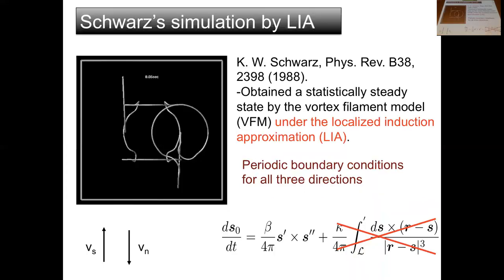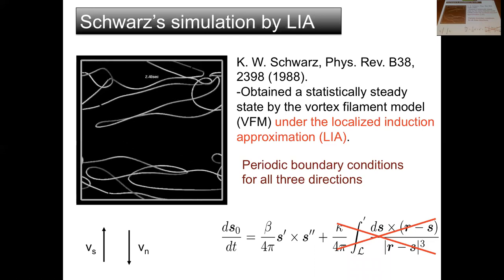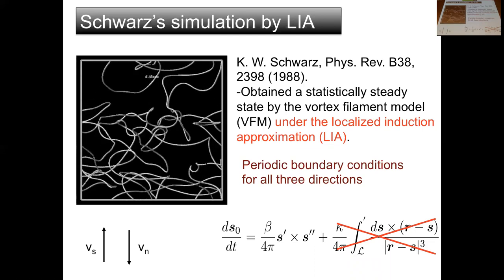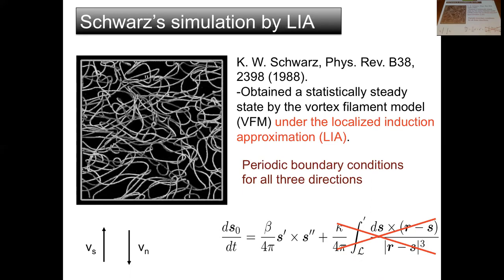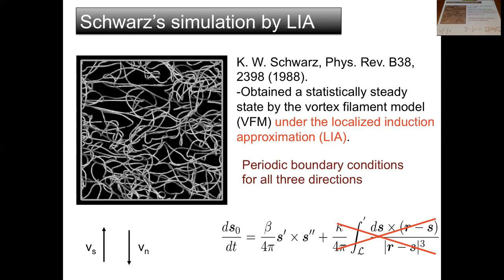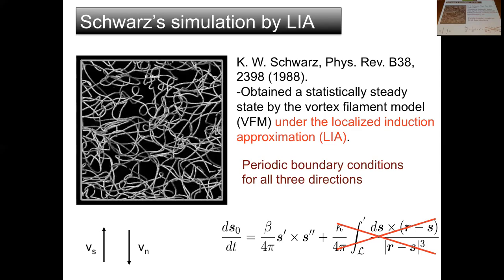Klaus Schwarz performed very pioneering numerical work in the 1970s and 80s. He obtained a statistical steady state with the vortex filament model by using the LIA. This is typically for the periodic boundary condition in all three directions. So this is a simulation. This movie was made by our group, but it is exactly the same as what was performed by Schwarz. He obtained this kind of vortex tangle.